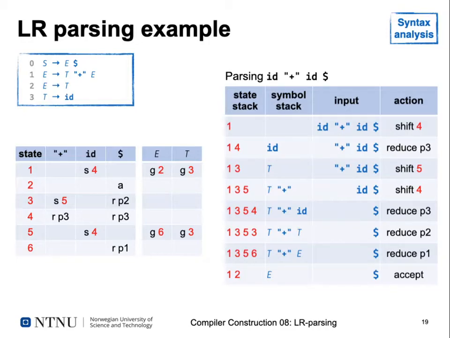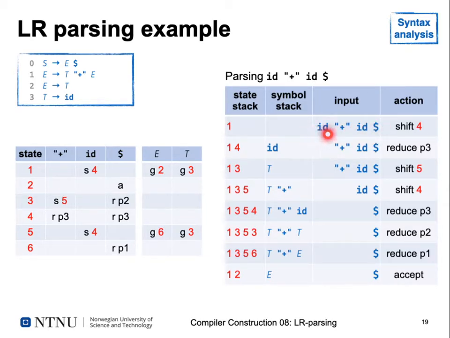So let's see how to use our LR DFA parse table and the algorithm to actually parse a real input string. So here's our parse table again for that grammar we've seen above, and we want to parse this input string: ID plus ID and then the end of the input. So we start at state number 1, and our symbol stack is empty at the beginning, so we'll see the complete text as the input here.